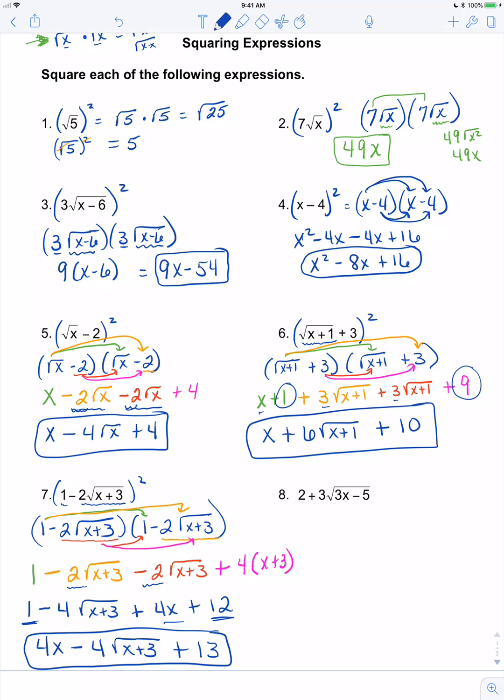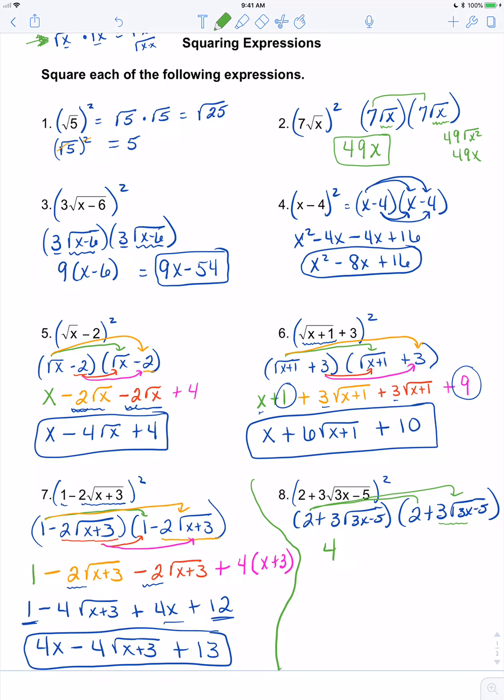All right, so now we're going to do our last example, 2 plus 3 square roots of 3x minus 5. We're going to square that, which means, again, write it twice. Times 2 plus 3 square roots of 3x minus 5. Okay. So here we go. 2 times 2, 4. Let's draw a line here so we don't get these two mixed up. 2 times 3 square roots of 3x minus 5.